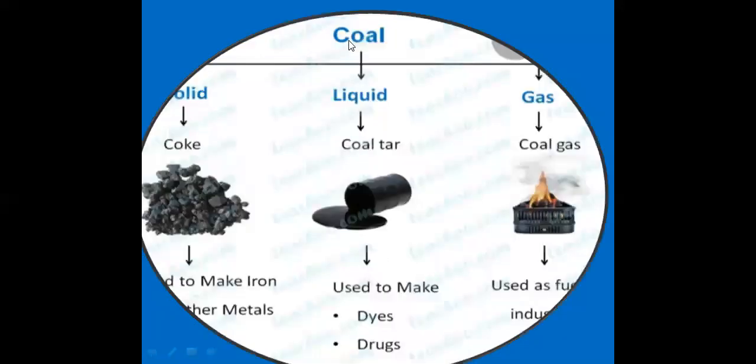Coal, after destructive distillation, gives us a solid part called coke, a liquid part called coal tar, and a gaseous component called coal gas. That coal gas is used as a fuel in industries, and coal tar is used to make dyes, drugs, plastic, etc. And the solid coke is used to make iron and some other materials. So these are the three components which we get after destructive distillation of coal, and after the fractional distillation of coal tar, we get other components like benzene and derivatives of benzene.